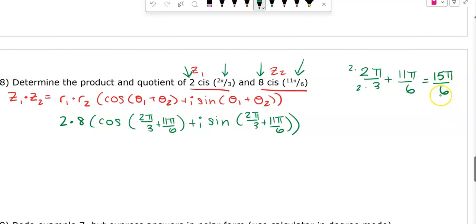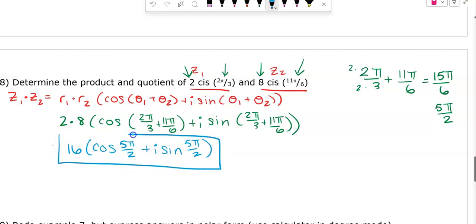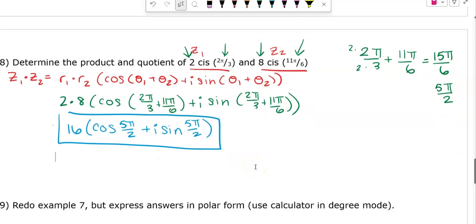Well, that can be reduced. They can both be divided by 3, so that gets me 5 pi over 2. So once I multiply these, I have 16 times the cosine of 5 pi over 2 plus i sine 5 pi over 2. And that is all I need to do. I've multiplied them and left the answer in polar form. It's a lot easier than multiplying things out if they're in complex form.